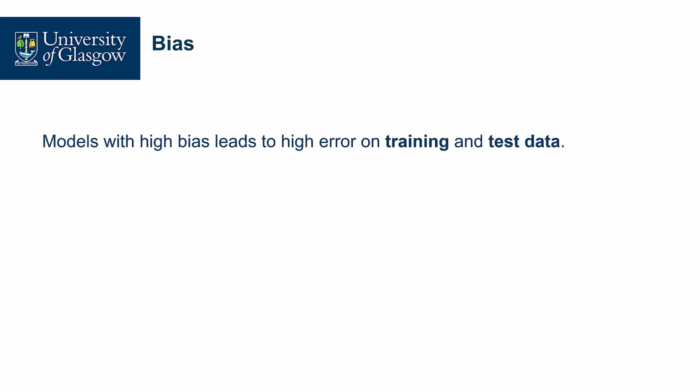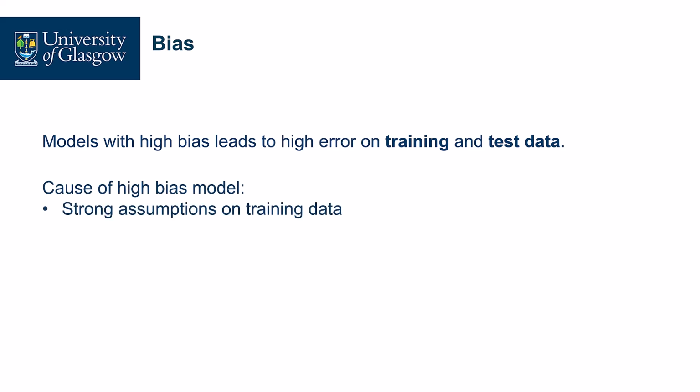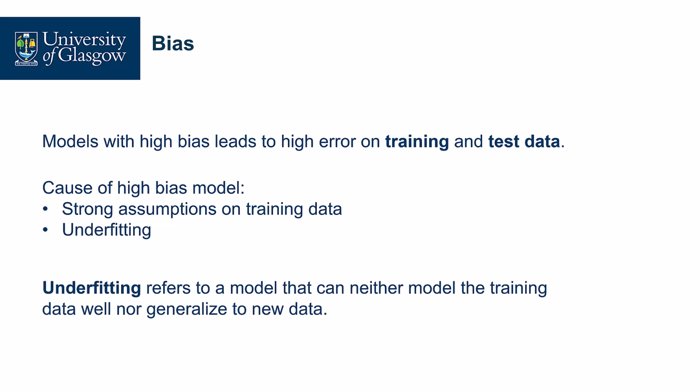Models with high bias show large errors on both the training data and the test data. This could be caused by a strong assumption on the training data, just as in the example I gave: a cubic relation, but I use a linear model. The assumption is too strong on the training data. The second is what we call underfitting, an important concept in machine learning. Underfitting refers to a machine learning model that can model neither the training data nor new data, test data or other data, well. This is called underfitting.